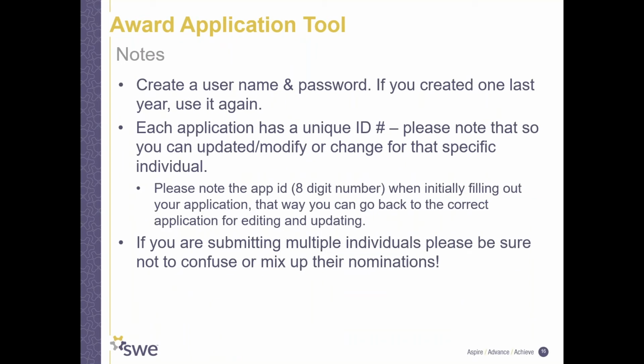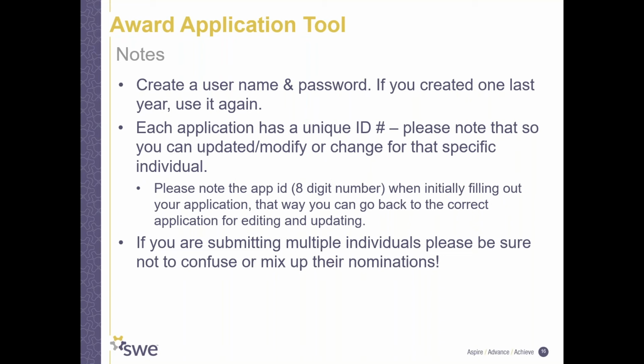Some more notes on Smarter Select. You'll need to create a username and password. If you created one in a previous year, you can go ahead and use that again and submit something new this year that follows your year to year. Each application has a unique ID number, so take note of that so you can go back and update or modify or change an application for an individual.